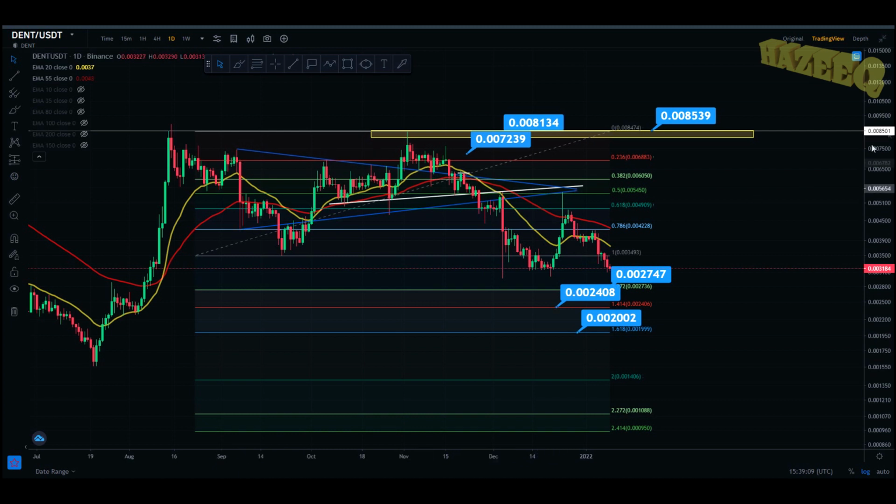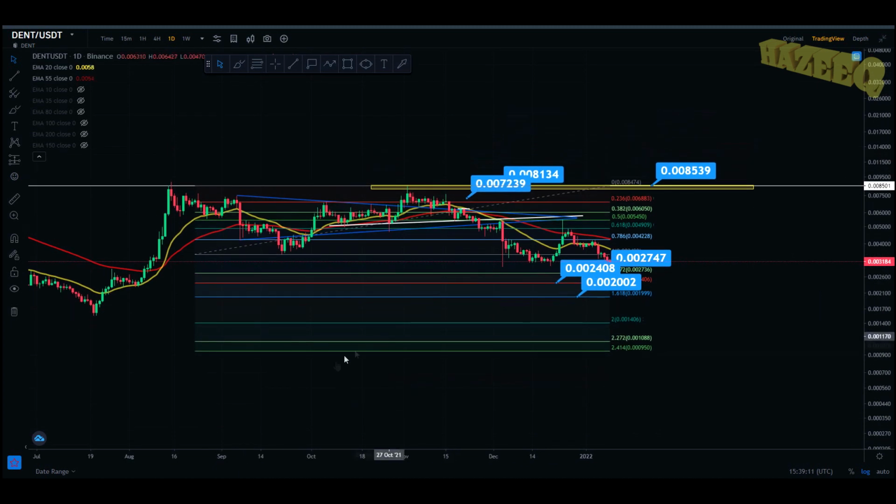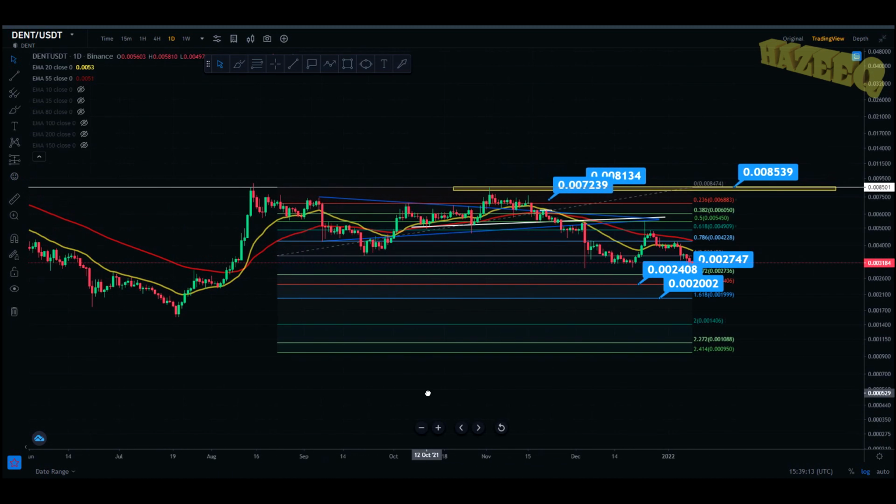But overall, Dent is a great project. I do think it's going to prosper in the next 5 years, with the mobile data markets being more innovative in the future. But yeah, we'll see.